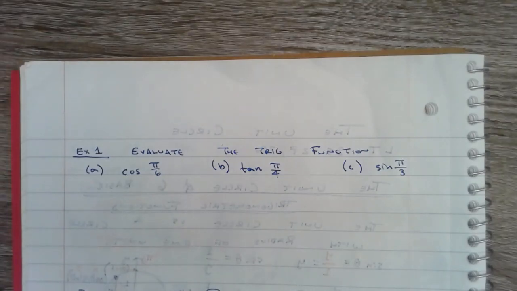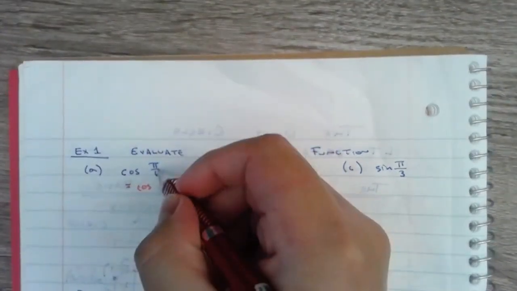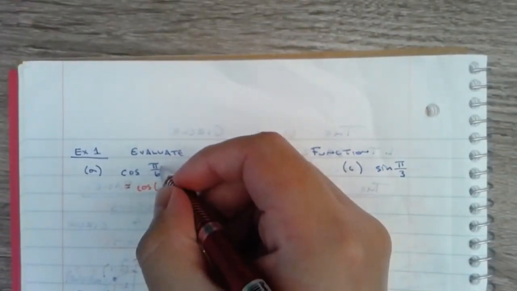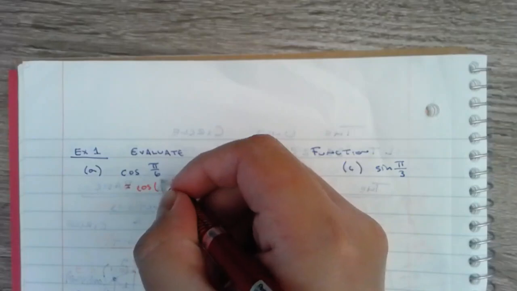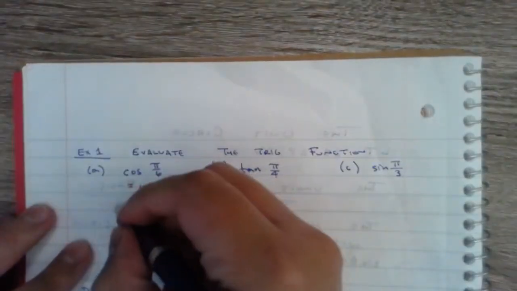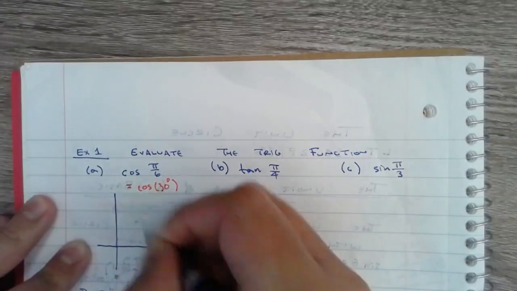Okay, so cosine of pi over 6. If you want to write it for yourself, this right here is the same as cosine of pi over 6, and remember, pi over 6 is going to be the same thing as 30 degrees. Once you do that, you want to make sure that you draw your graphs.